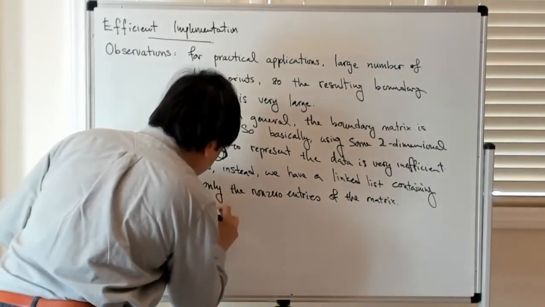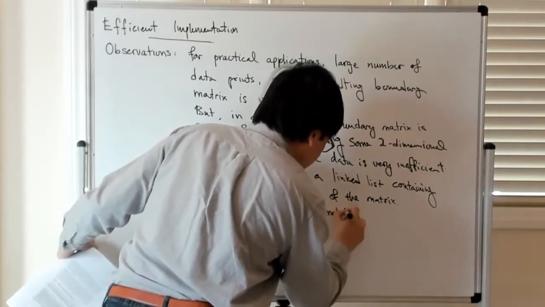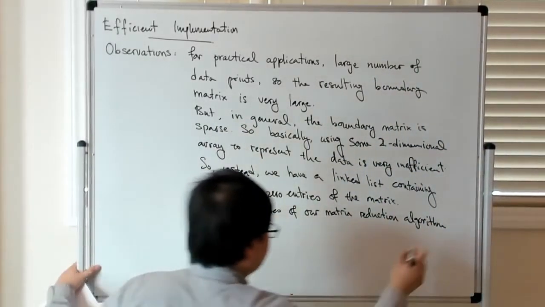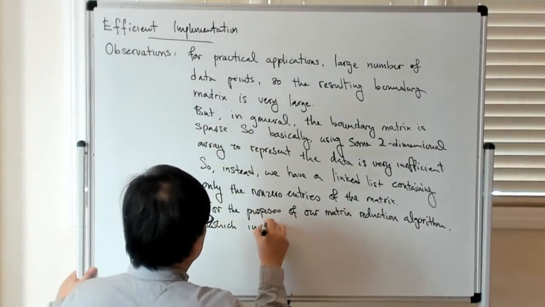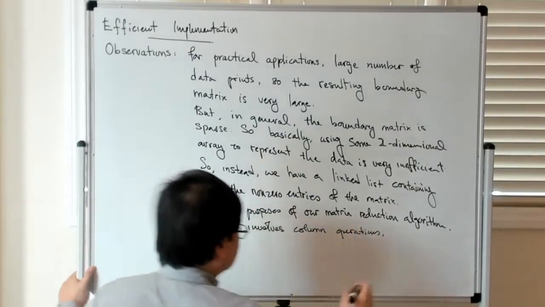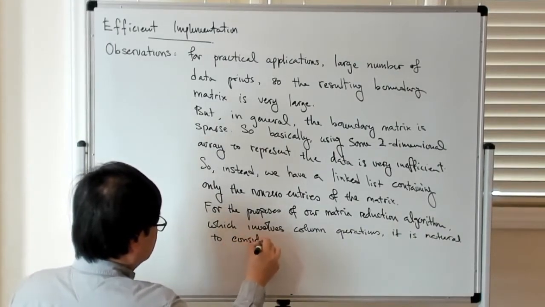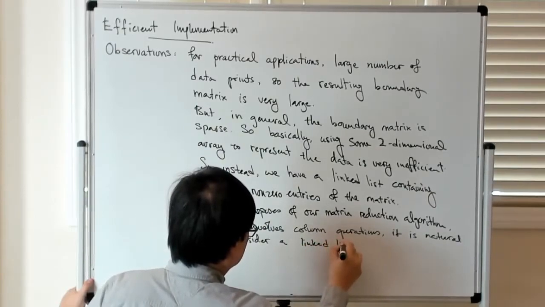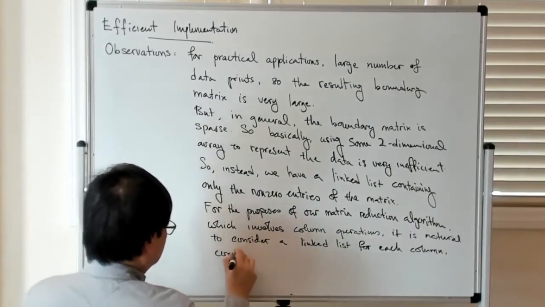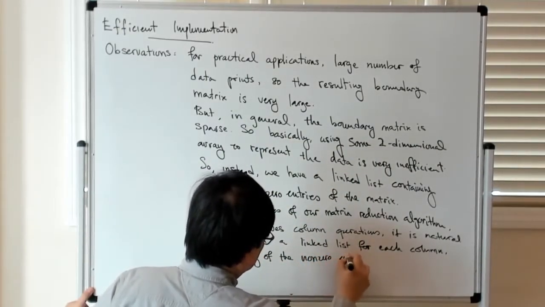Okay, so for the purposes of our matrix reduction algorithm, which involves column operations, it is natural to consider a linked list for each column, consisting of the non-zero entries.